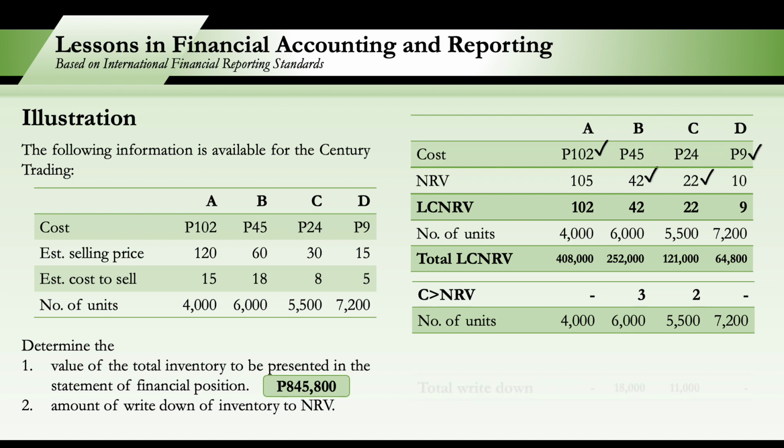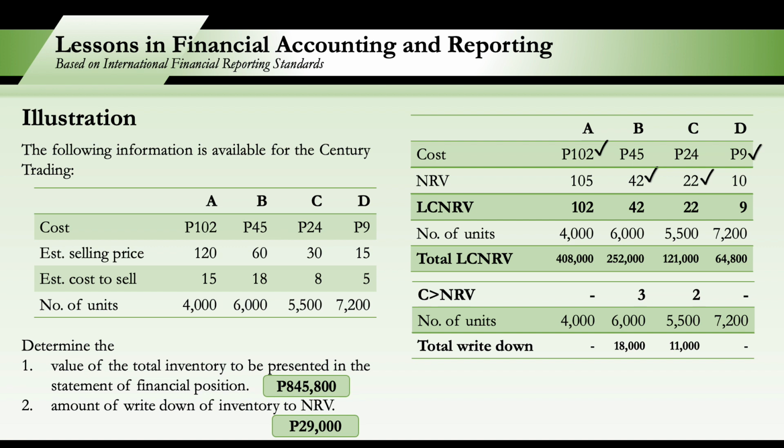And therefore, our write-down for B is 18,000. That's 3 times 6,000. And for C, it's 11,000. That's 2 times 5,500. So how much is our total write-down? It's 29,000. We also have other formula in determining the write-down.